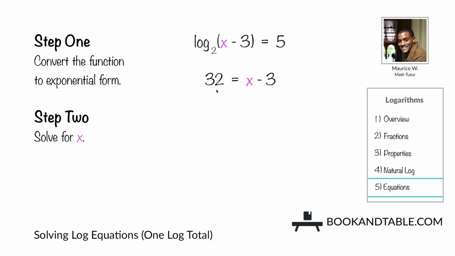2 to a power of 5 is equal to 32. And now we can add 3 to both sides, showing us x is equal to 32 plus 3, which is 35.